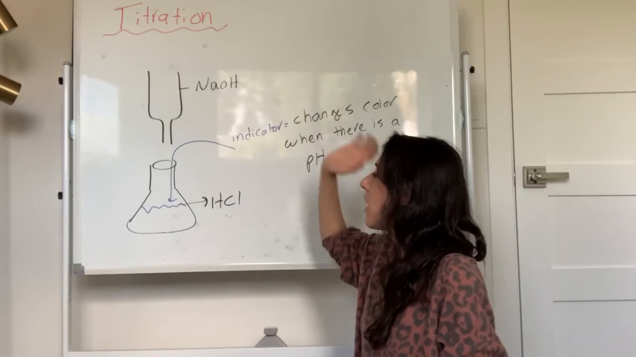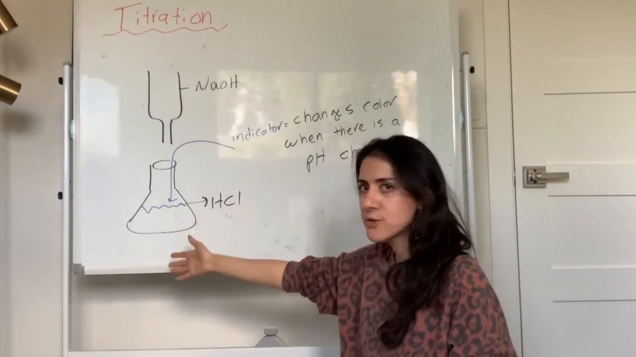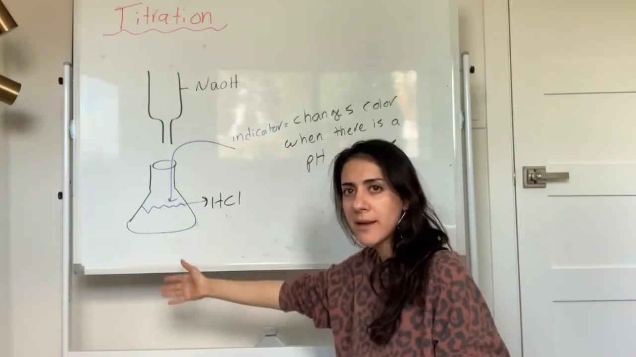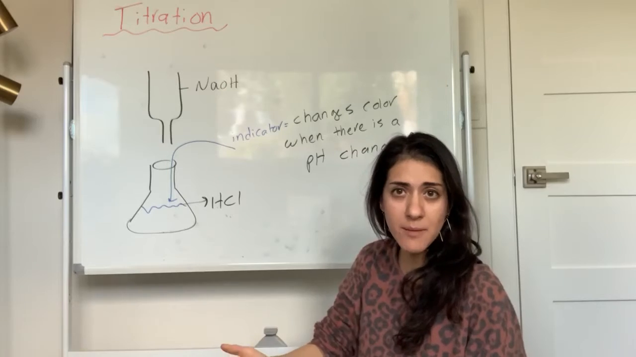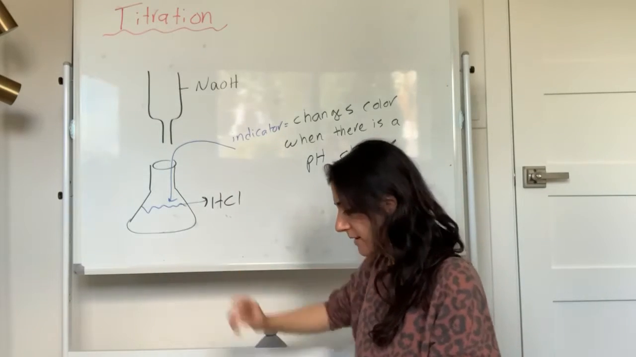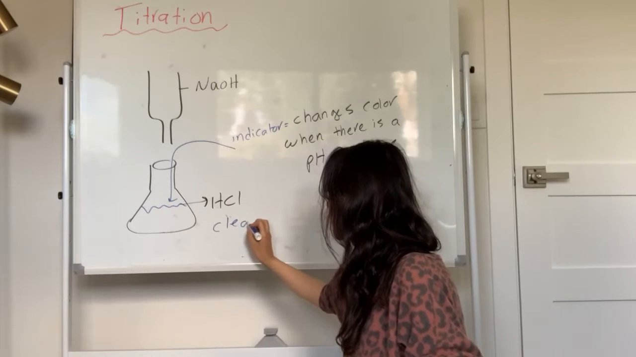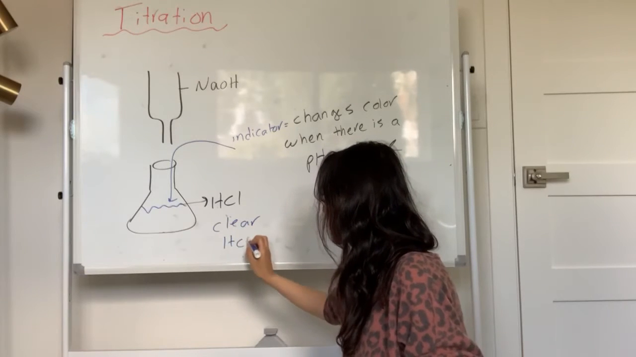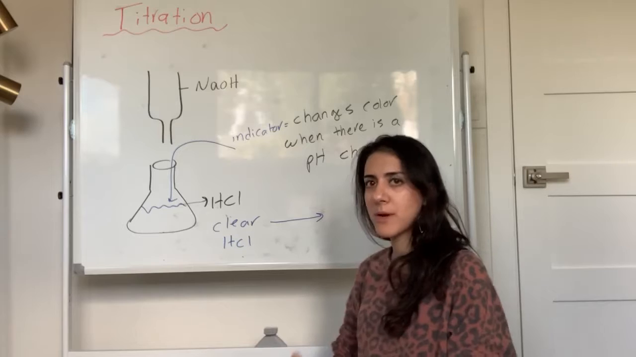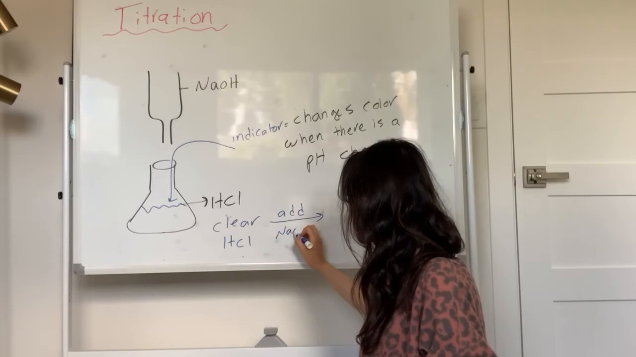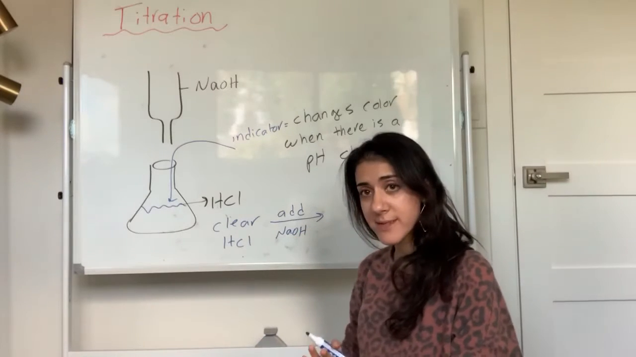I'm going to start adding sodium hydroxide to hydrochloric acid. I'm going to keep adding and keep adding. Nothing may happen. At the beginning, the hydrochloric acid is going to be clear. I want to keep adding sodium hydroxide. And you might get bored, but stay with it.